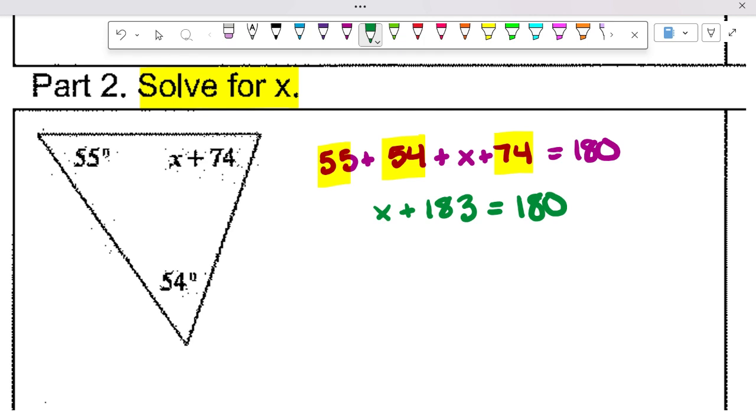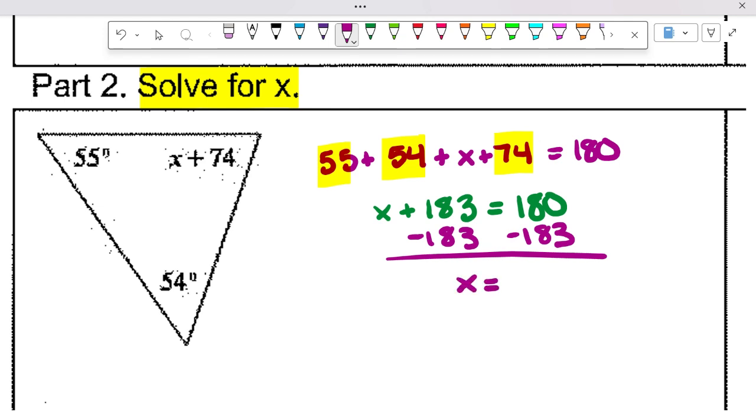All right. So what's my next step to solve for x? Subtract 183 to both sides. So what's 180 minus 183? -3. Now, you may be thinking, well, we got a negative number, so that has to be wrong. It's not.